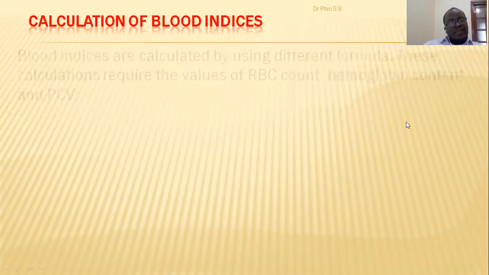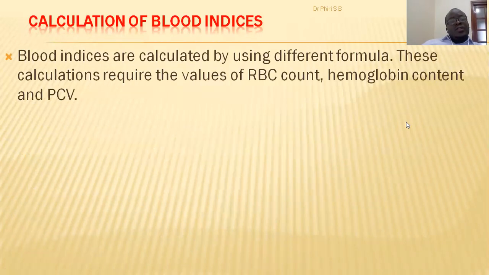So let's start. In general, blood indices are calculated by using different formulas. You have a different formula for each and every blood index. These calculations will require values of red blood cell count, hemoglobin content, and PCV. So for you to do these calculations, you need this information.